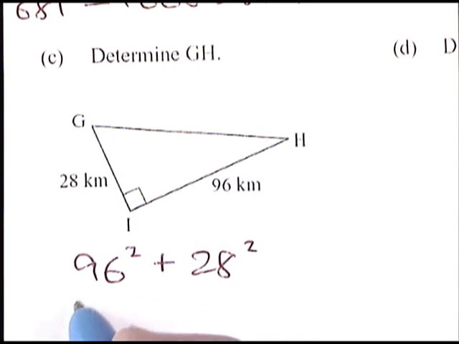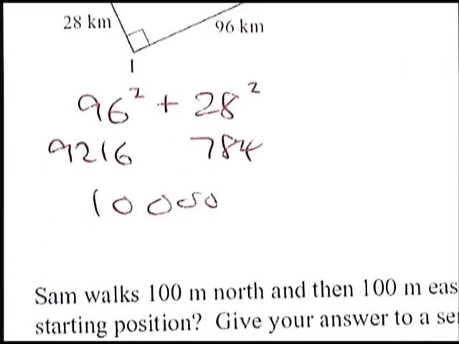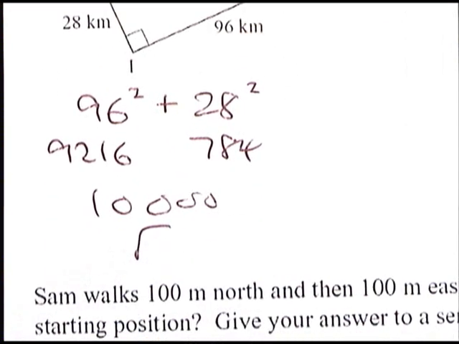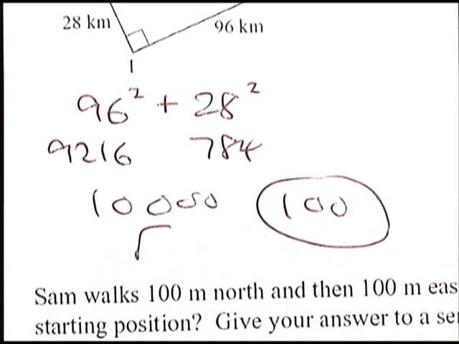If you do those, this number here is 9,216. This one is 784. When you add those together, you get 10,000. Then you need to square root. When you square root, you get 100. Answer for that one is exactly 100.